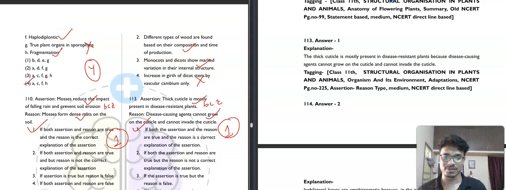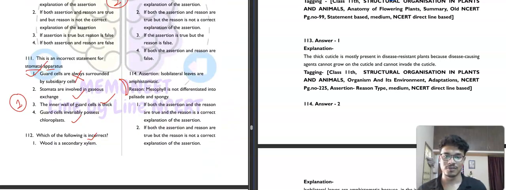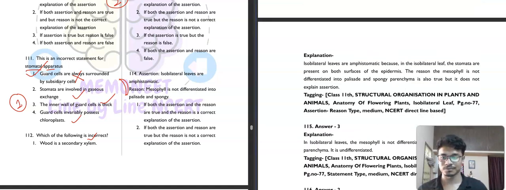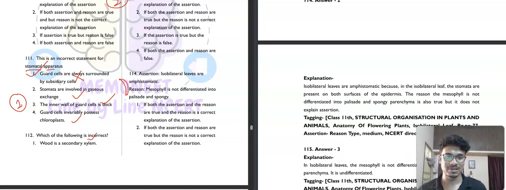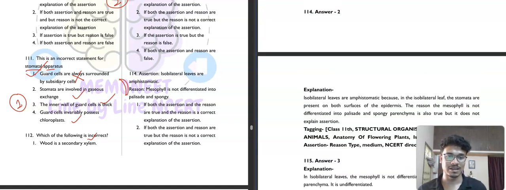Then moving to the next question, question number 114. Okay, yeah, 114, right? It is saying that isobilateral leaves are amphistomatic. So what does this mean? Amphistomatic means that in isobilateral leaves, stomata are present on both surfaces of the epidermis, upper and lower. Okay, and mesophyll is not differentiated into palisade and spongy parenchyma. This is also correct and this is also correct.